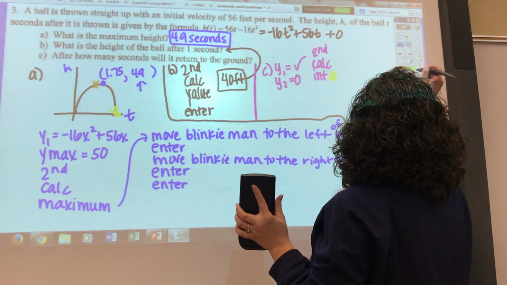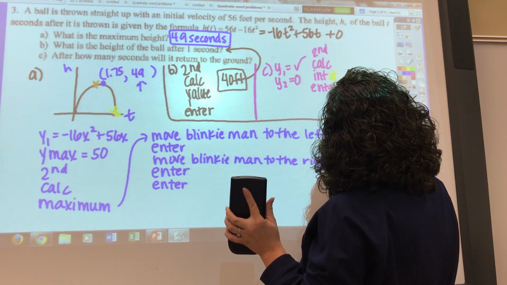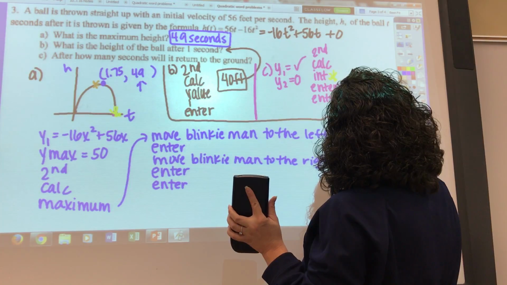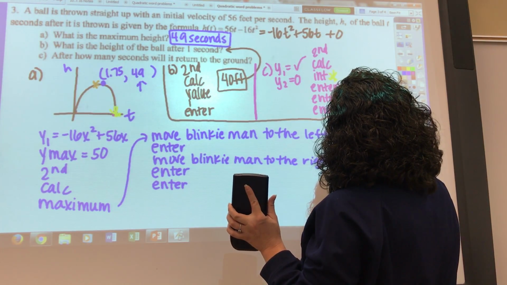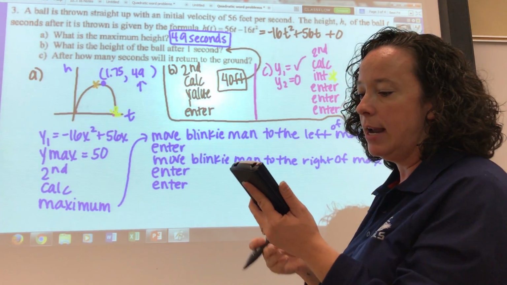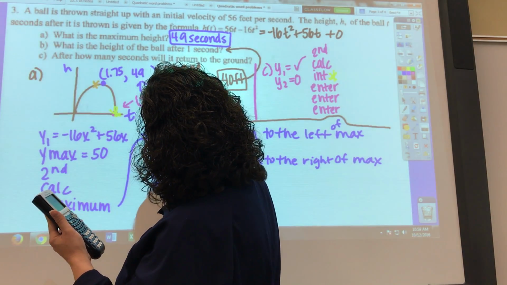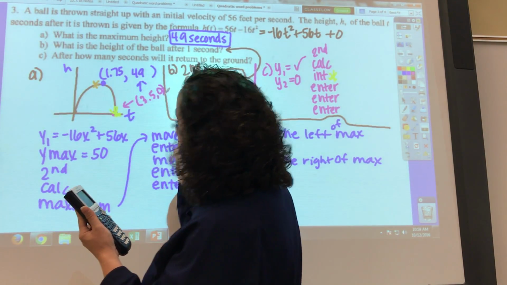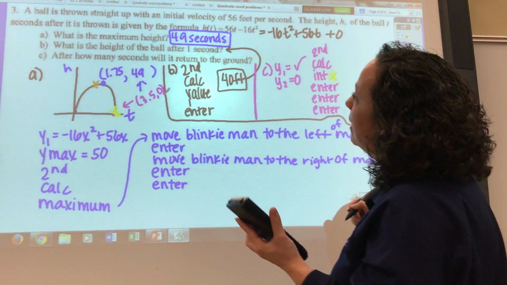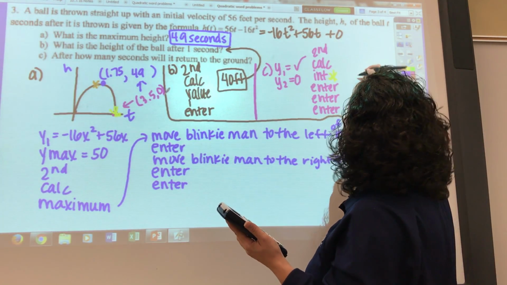And then you hit enter 3 times. Enter, enter, enter. And I just got that is right here, 3.5, 0. So what does that mean for part C? It means after 3.5 seconds, it will return to the ground.